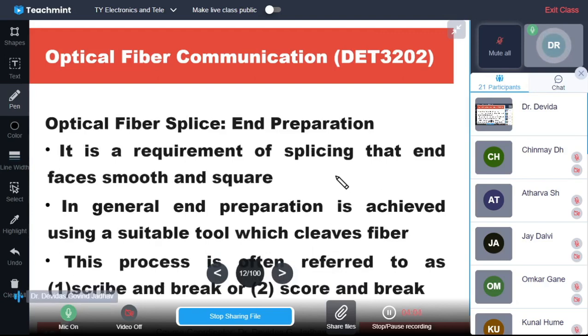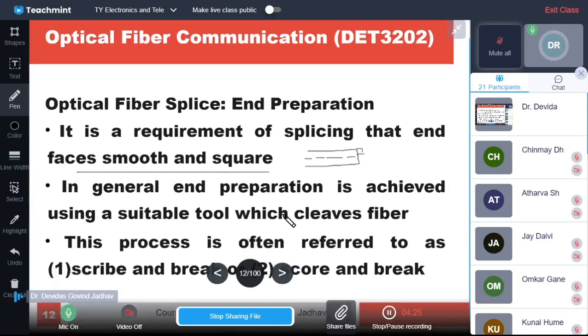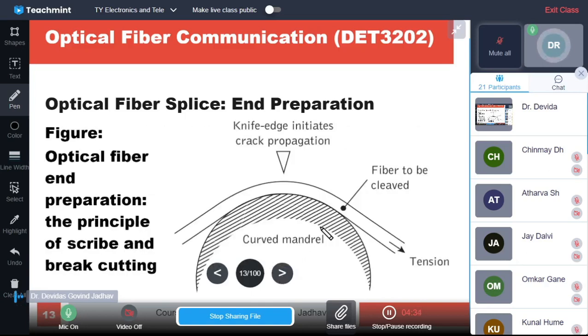End preparation is a requirement of splicing to make the end faces smooth and square. Smooth and square means perpendicular to the axis of the fiber. Okay, so that is smooth and square, perpendicular to the axis of the fiber. In general, the end preparation is achieved using a suitable tool, and the process used is scribe and break or score and break. So this is the process.